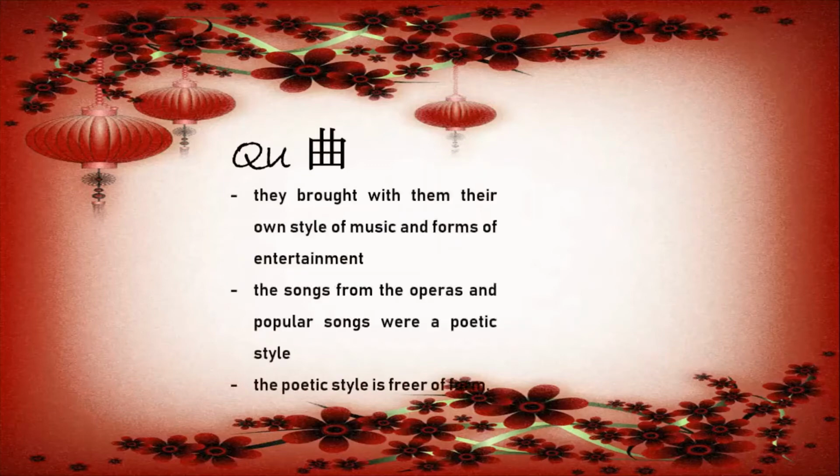The fourth one is Qu. When the Mongols conquered China and established the Yuan dynasty, they brought with them their own style of music and forms of entertainment. The songs from the operas and popular songs were a poetic style called Qu that was also popular in later eras. The poetic style is free of form.